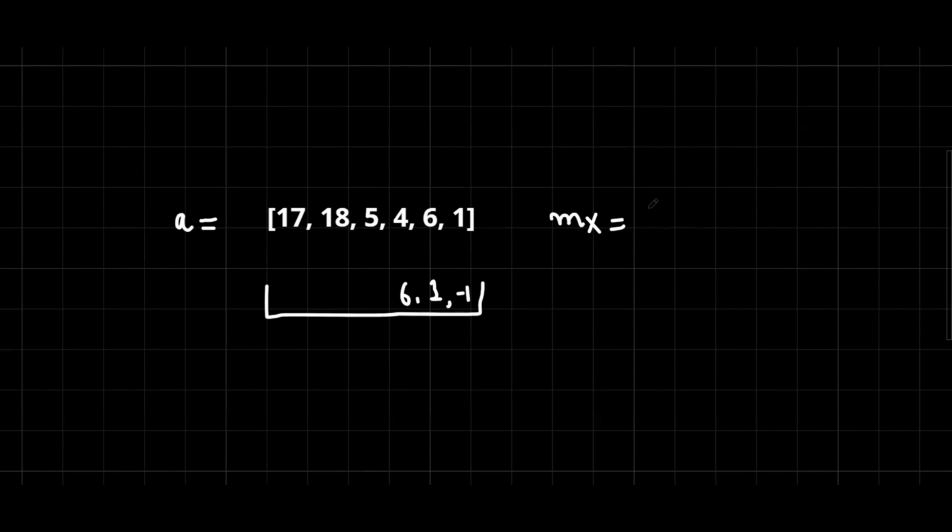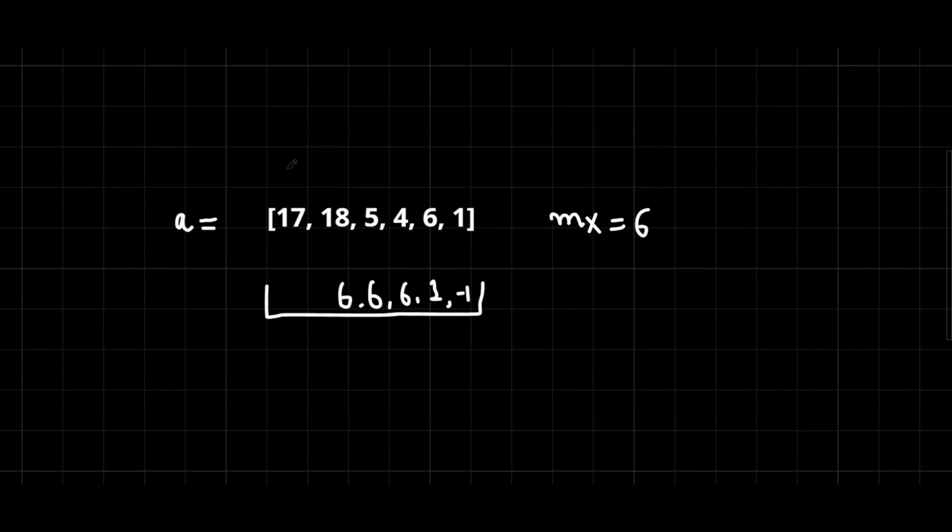Now, currently our maximum value is 6 and we are at this element 5. And for the element 5, the maximum on the right side is 6, which is the maximum of 4, 6, and 1. So here we have to put 6 instead of 5. Now for this element 18, the maximum value of its right side is 6. So we have to put 6 here, which is the maximum of 5, 4, 6, and 1.